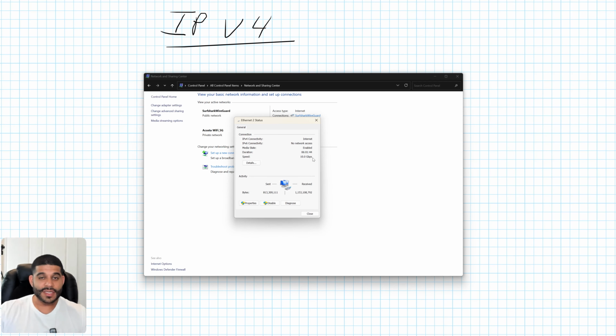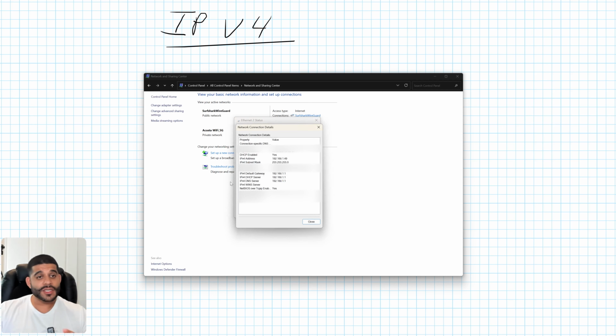And as you can see here, as I mentioned, I have a 10 gig connection back to my router, which is amazing. I love to be able to send information very quickly. And you can actually see right now that I am sending and receiving data. But more importantly, if we click on this details option here, this is where you start to see all kinds of information about your computer, and especially from a networking perspective.